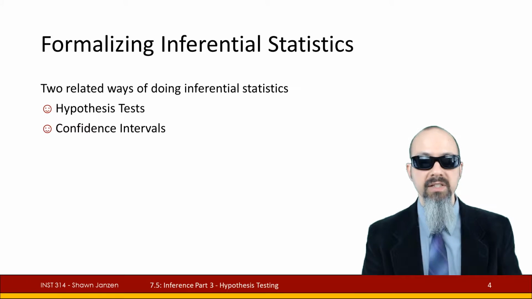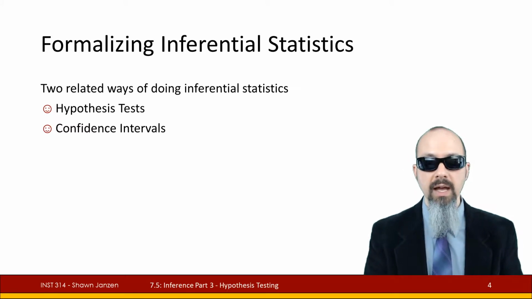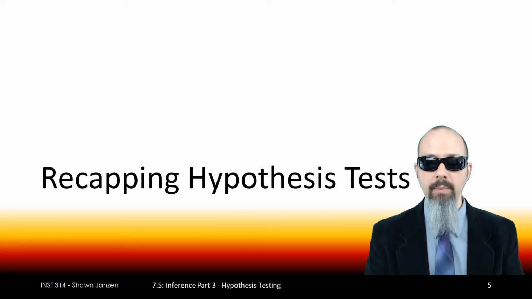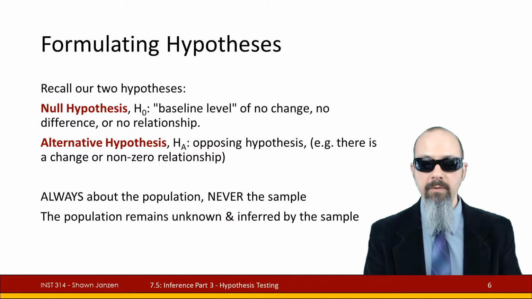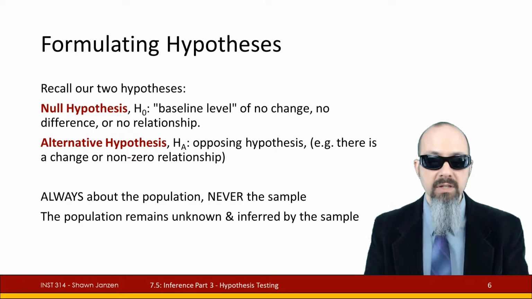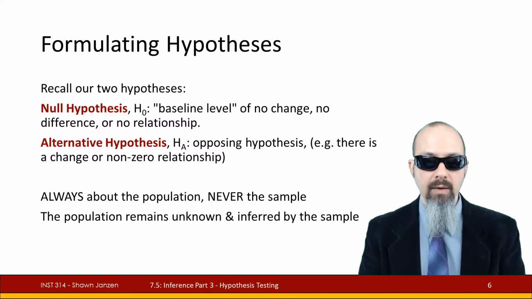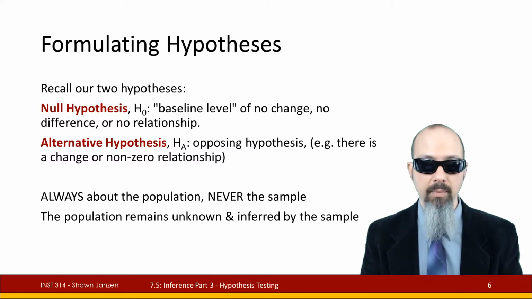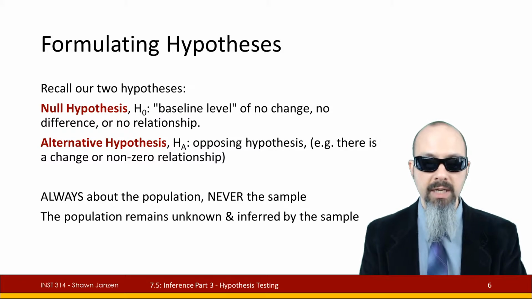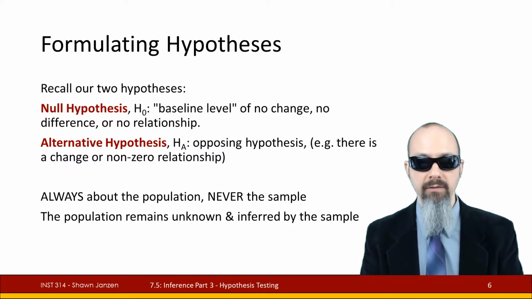In inferential statistics, there are generally two ways we can go about doing this: hypothesis tests and confidence intervals. I've been playing a little fast and loose and mixing these things up, but they are indeed two different approaches to determining if we can reject the null hypothesis or not. So let's recap some hypothesis testing. We said before that the null is the base level, the no change, no difference. The alternative is the opposition, that there is a change, a non-zero, and that we're always talking about the population, never the sample in this regard. We use the sample to talk about the population, but the population data remains unknown, and we have to infer it from the sample.